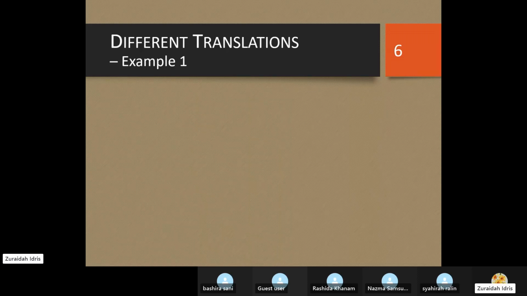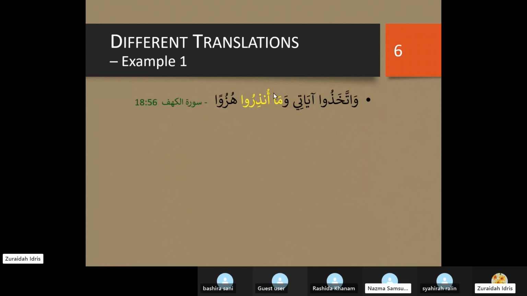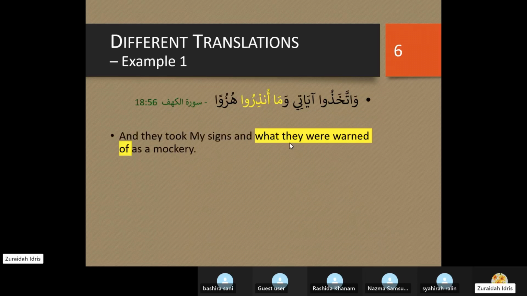Let's take an example. Here's one: wattakhazu ayati wa ma unziru huzuwa. Huzuwa is to belittle. And they took my signs and what they were warned of as a mockery. Ma unziru: what they were warned of.